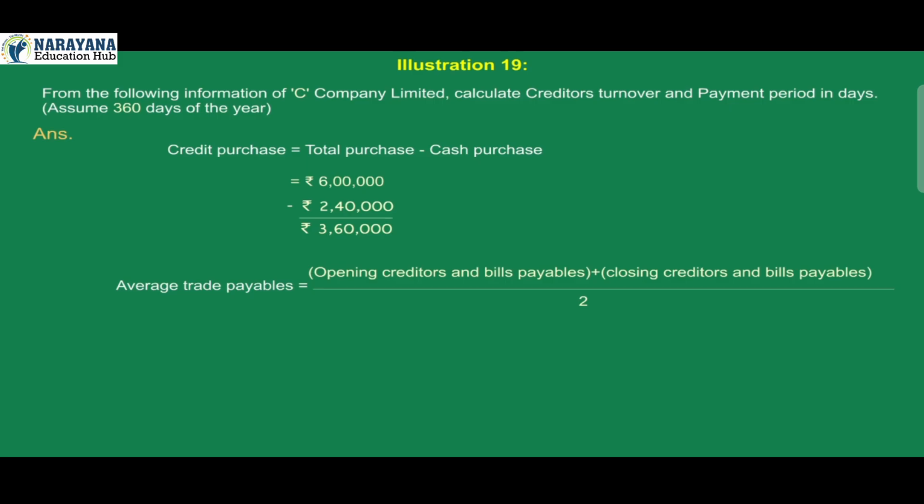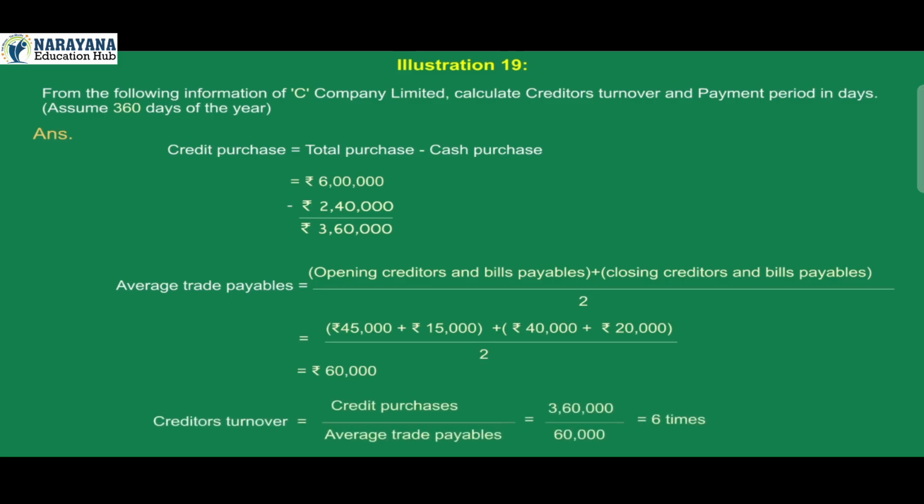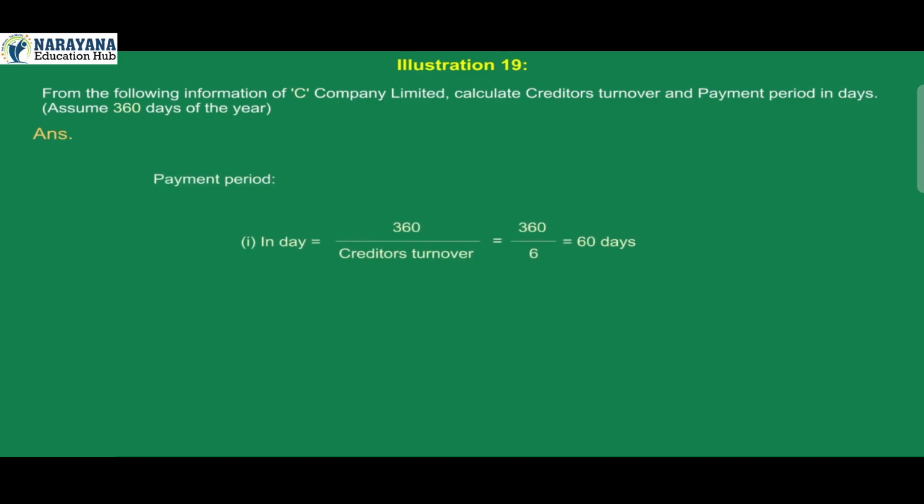Average trade payables is equal to opening creditors and bills payables plus closing creditors and bills payables divided by 2, is equal to rupees 45,000 plus rupees 15,000 plus rupees 40,000 plus rupees 20,000 divided by 2, is equal to rupees 60,000. Creditors turnover is equal to credit purchases divided by average trade payables, is equal to 3,60,000 divided by 60,000, is equal to 6 times.